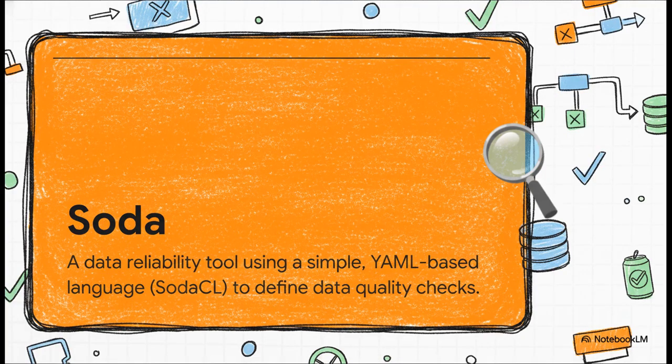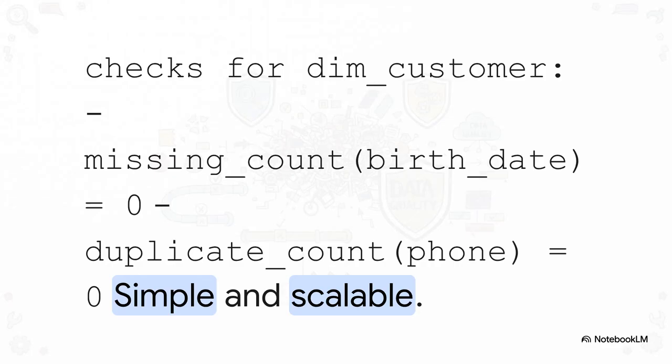Okay, next up is Soda. Now Soda takes a different tack. Instead of being Python first, it's all about simple, scalable configuration files written in YAML. This is amazing for teams that have like hundreds of tables and just want a straightforward way to define checks without getting bogged down in code. So instead of writing Python, you just create a simple YAML file like this.